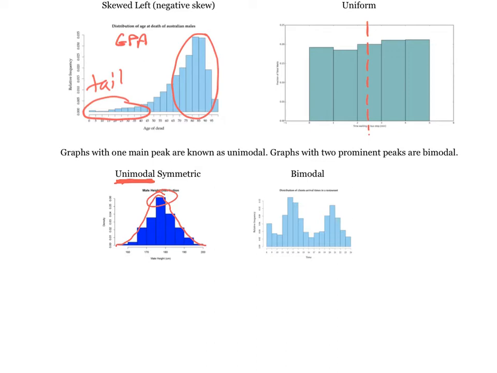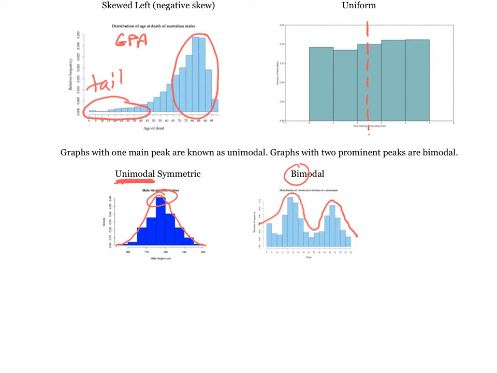Graphs that have two peaks, like if you look at this one, there's one peak and then there's another peak. That's called bimodal. You can think of bicycle has two wheels. This one has two peaks. If there are many different peaks, we would call it multimodal. Okay, but most data that we're going to look at are going to end up being unimodal or bimodal.